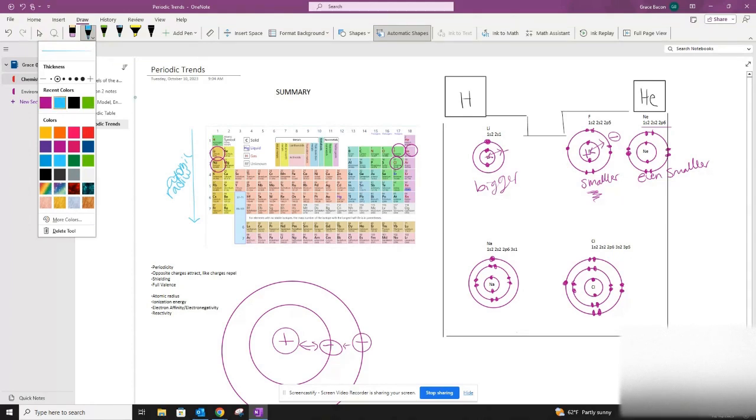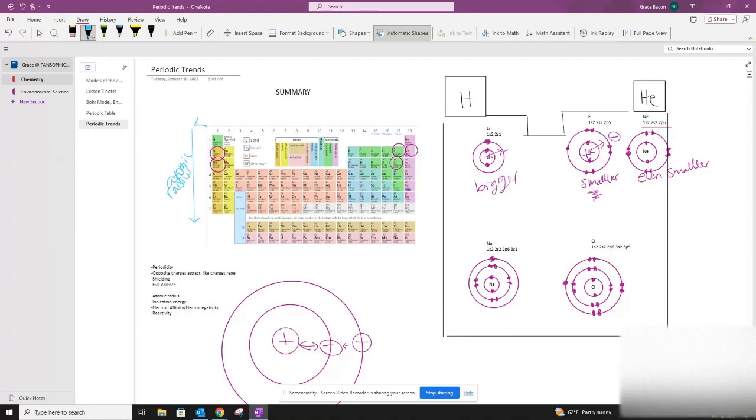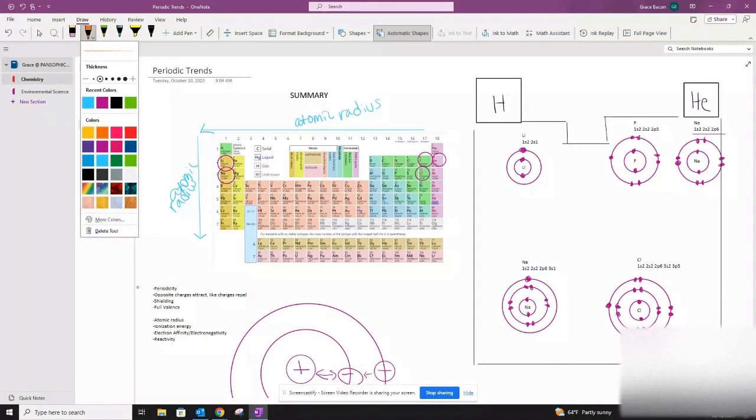So here I'm going to draw my arrow in this direction. As we move across a period, atomic radius is decreasing, meaning that these are going to be bigger than these.